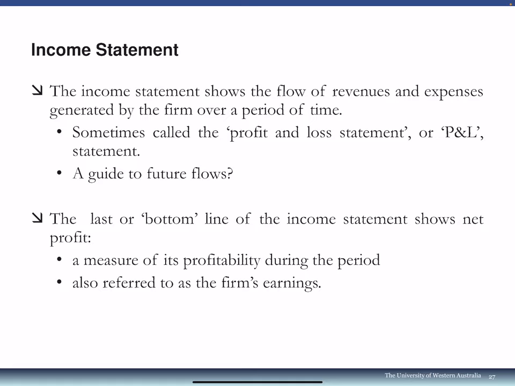The last or bottom line of the income statement shows you the net profit, which is the key figure that people care about. It's a measure of the firm's profitability during the period and is also referred to as the firm's earnings. But because it's so important, companies try to play around with this number, right? And we will have an example in one of our in-class exercises later.